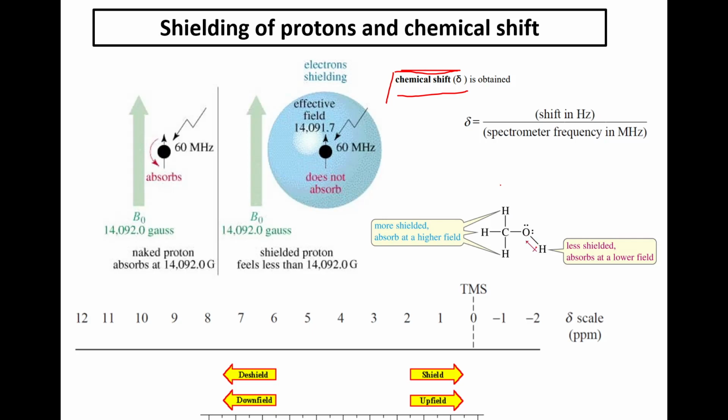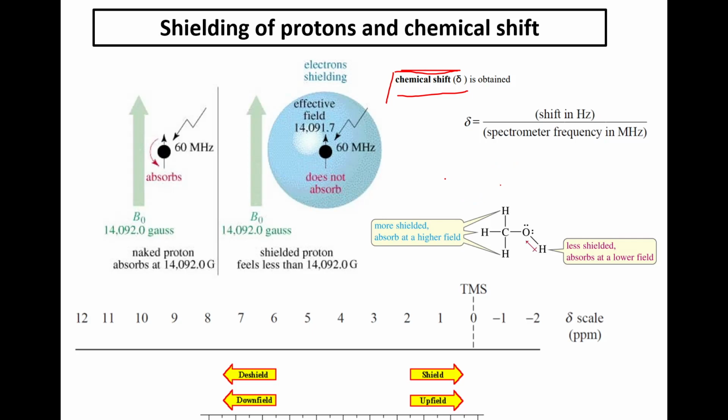So this electron is being drawn by this electronegative element towards it, that's why it becomes less shielded, meaning less guarded, and this becomes more guarded. So in this way you actually get a difference in the shift frequency values for different functional groups. So those are the ones which are less shielded. Now how do we know how much shift is occurring?